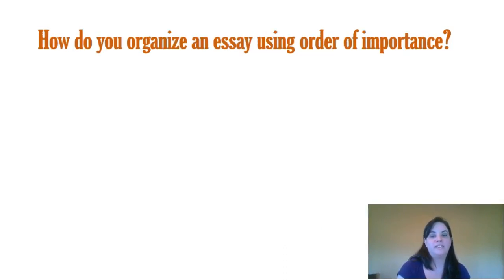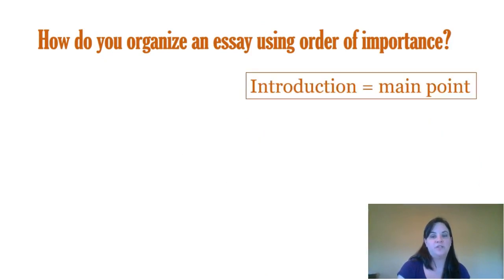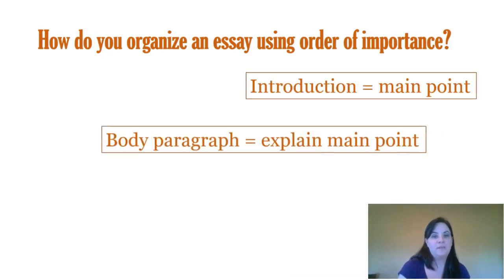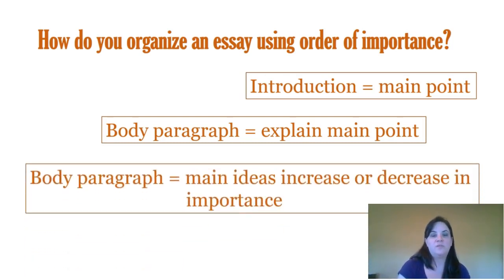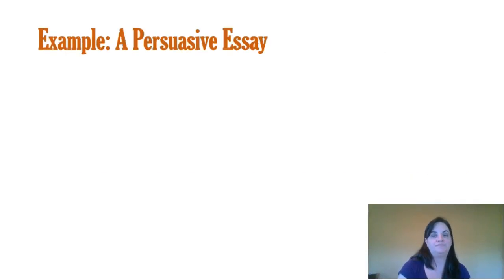Remember, when you're writing an essay, you state your main point in the essay's introduction. Then, each body paragraph explains that main point. With order of importance, because you're writing about things based on how important they are to explain your main point, each body paragraph either increases or decreases in importance. If you're using the most to least important order, then your first body paragraph is your most important idea, and your last body paragraph is your least important idea. This is reversed if you're using the least to most important order.